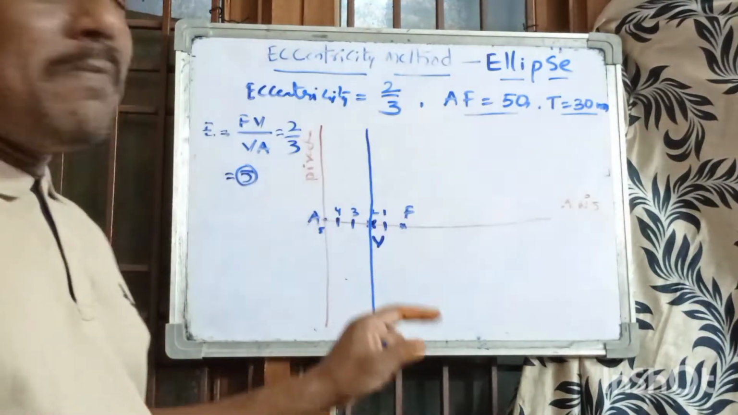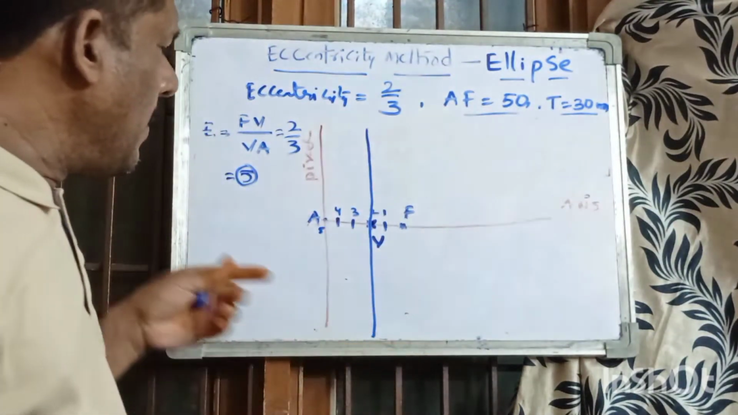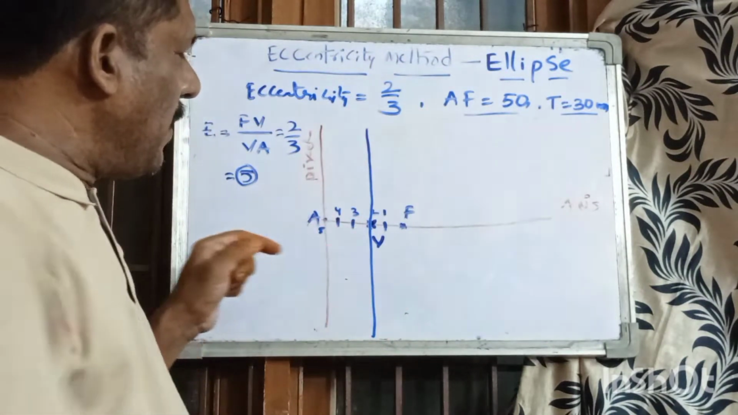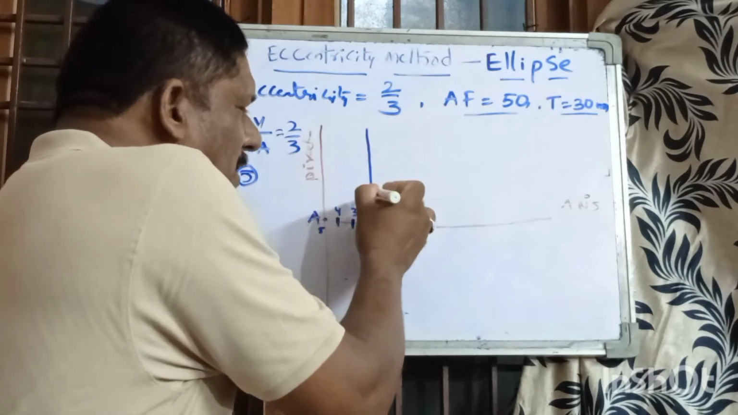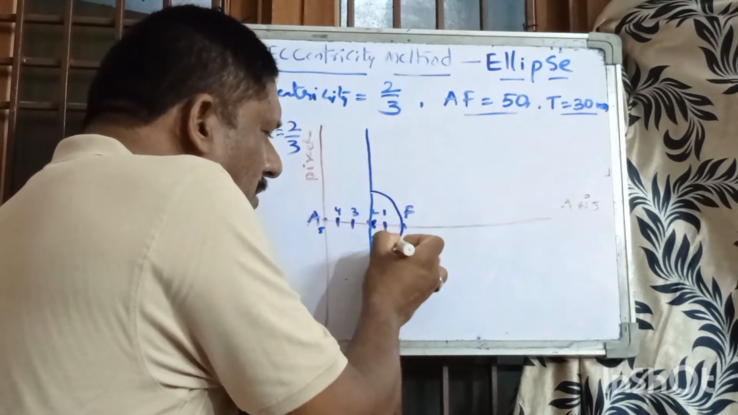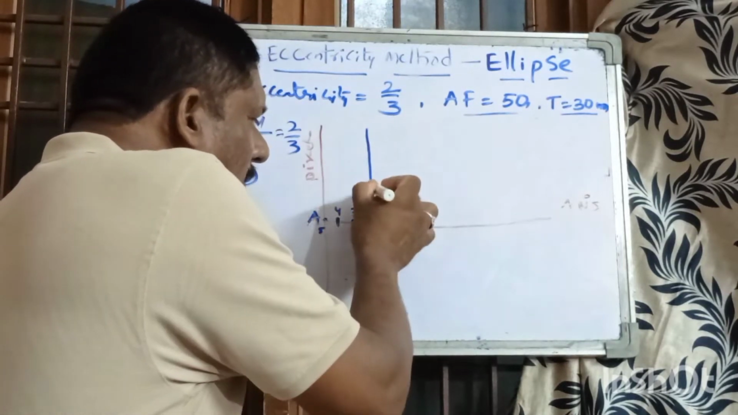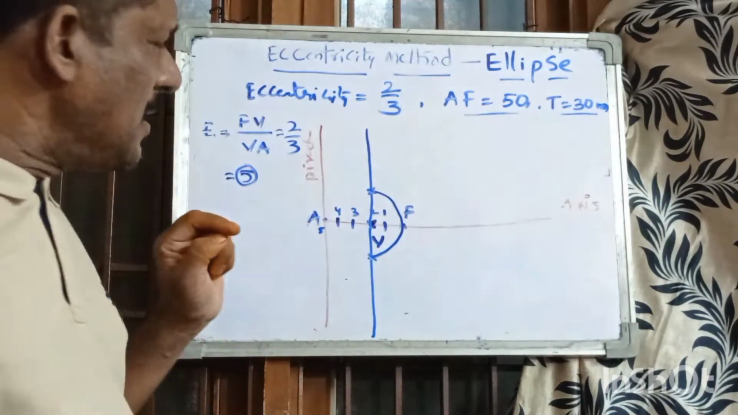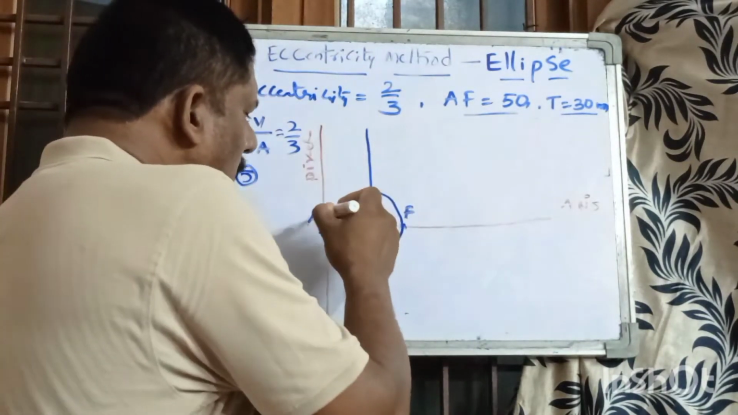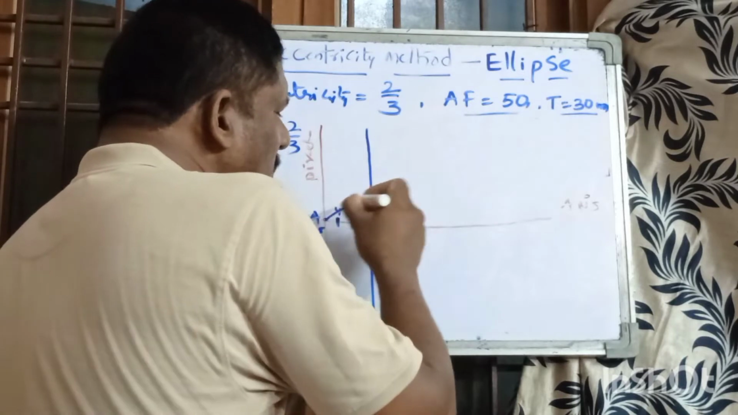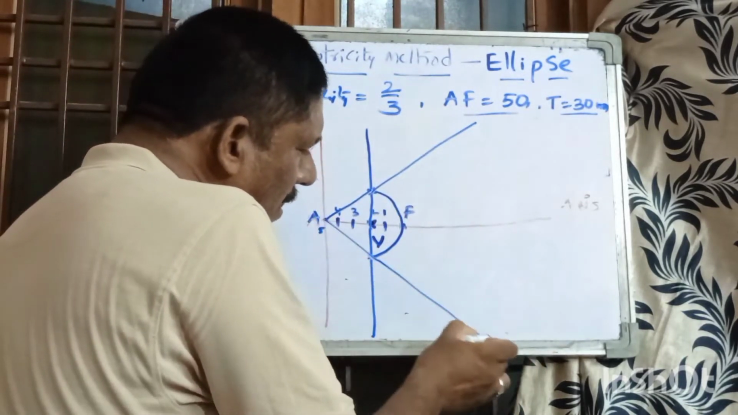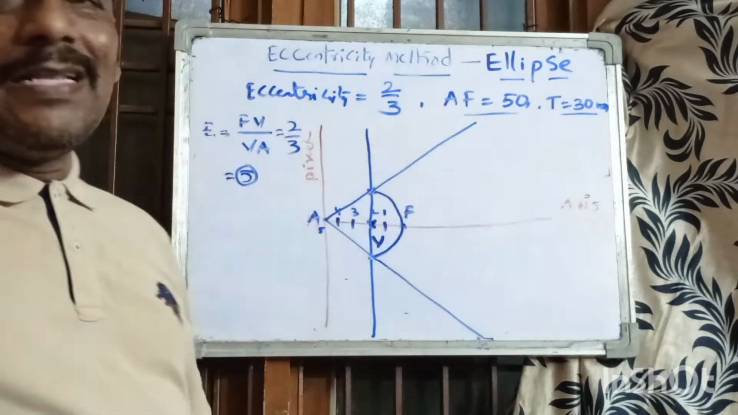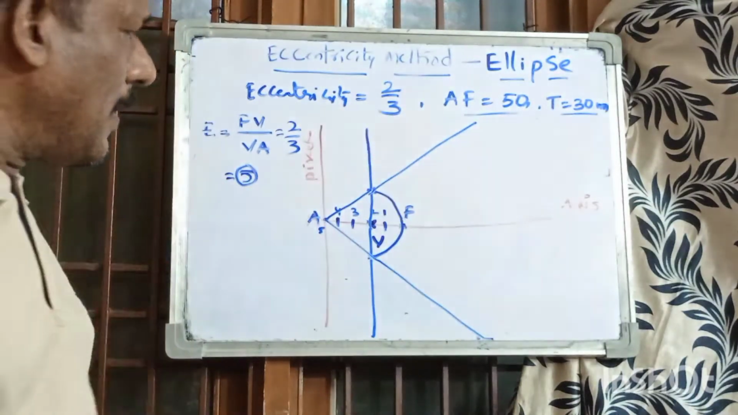It is the same method as the previous parabola. Then keep V as the center and F as the radius, and draw a semicircle. It touches two points on this line. Now join A to these two points and extend the lines. These two inclined lines are the limit of the arc.